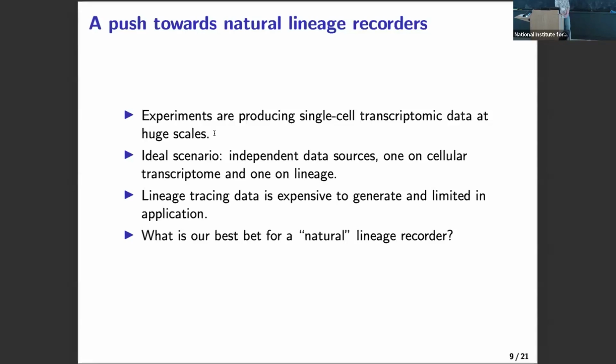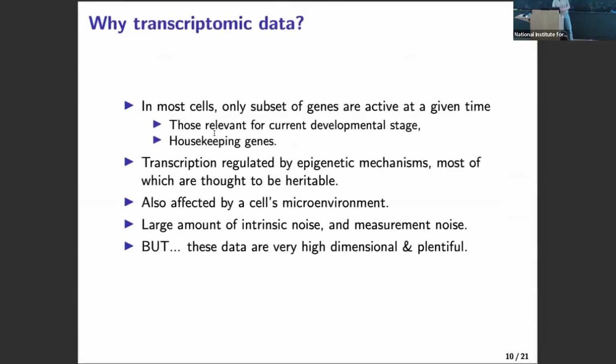In an ideal scenario, we do have both sources of data. We have transcriptomic data together with high quality lineage tracing data, and then we can analyze these in a combined framework. But these combined data sets, unfortunately, do not really exist, except for very few examples. So there is this push in this field towards a natural lineage. These lineage tracing experiments are also very invasive, so there are some model systems that we can't even perform these on.